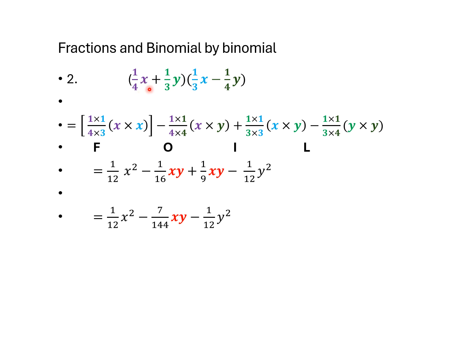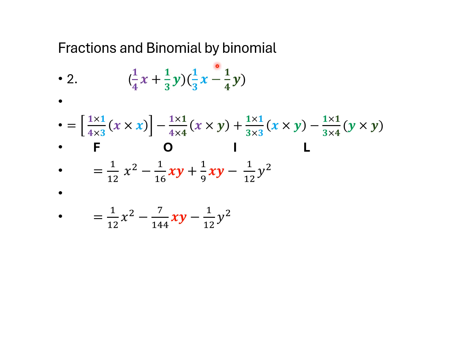So I have a quarter x plus a third y times a third x minus a quarter y. First term times first term. So I have 1 over 4 times 1 over 3, x times x. Then I have positive times negative, which is negative. 1 times 1, 4 times 4, x times y. So that's the first term times both terms there.